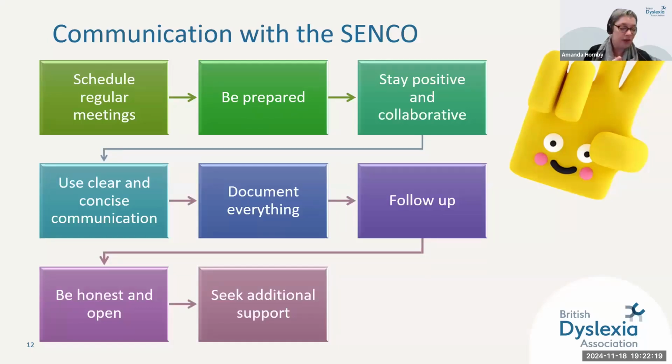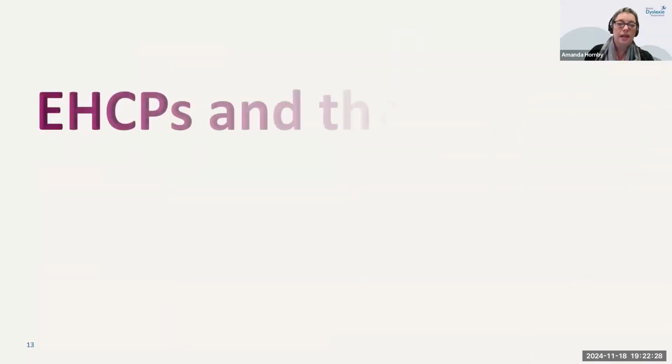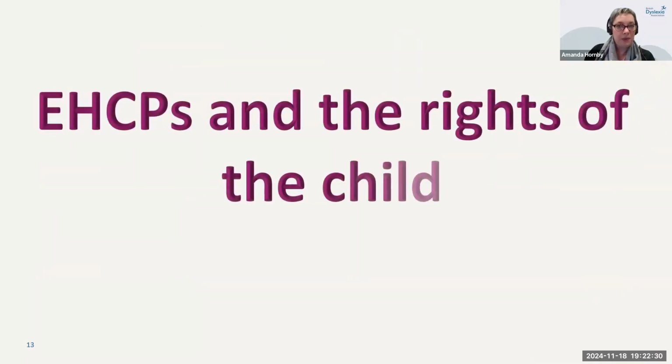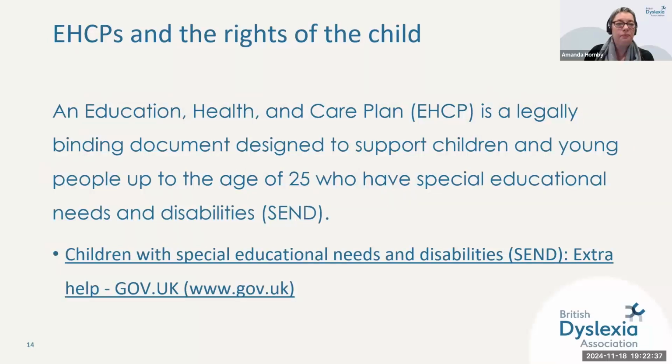So my message is to have open communication that is best for everybody. So EHCPs, educational health care plans, and the rights of the child. An educational health and care plan is a legally binding document designed to support children and young people up to the age of 25 who have special educational needs and disabilities.